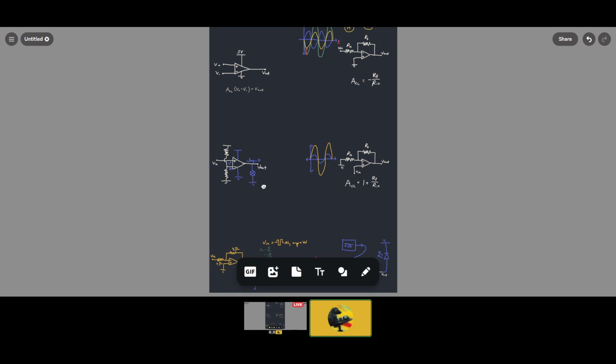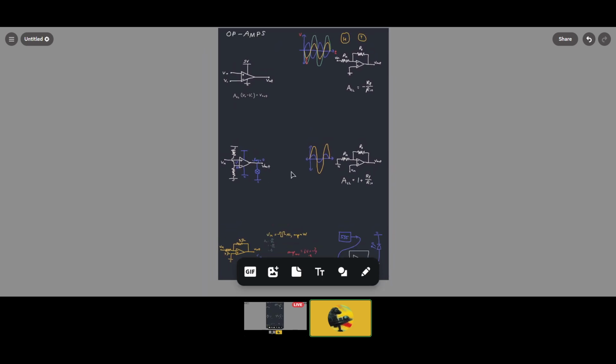So that's pretty much it for op amps, voltage comparators, voltage followers, non-inverting and inverting op amps, amplifiers. Sorry if this lesson was a bit chaotic, I'm a bit sick. That's it.